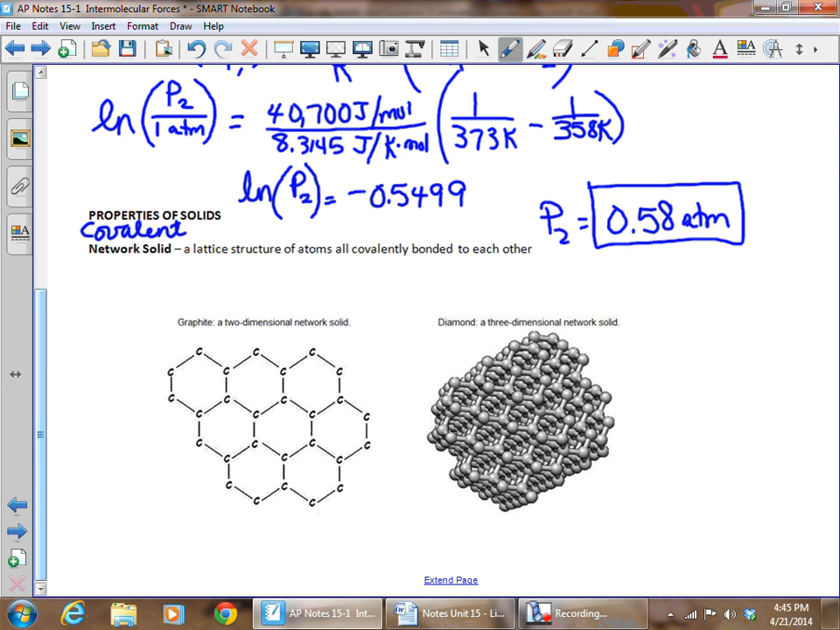That is an incredibly strong attraction. You end up with things that have incredibly high melting points. They're very strong. Our best example of that is diamond. And again, it's simply a lattice structure where, instead of ions, every carbon atom is covalently bonded to the carbon atom beside it. So again, incredibly strong.